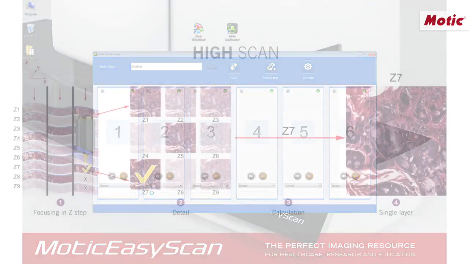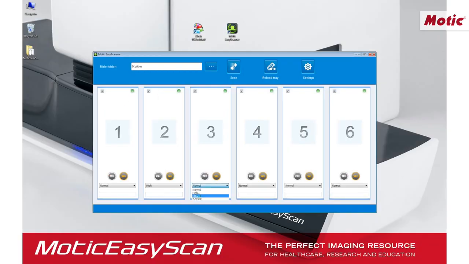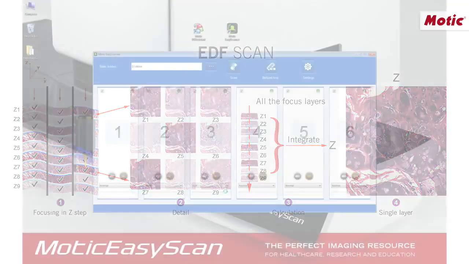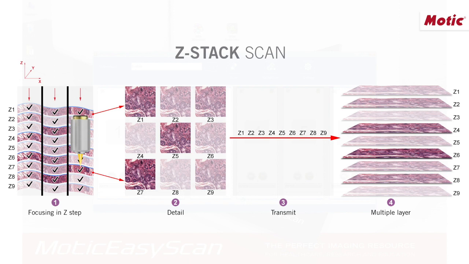Then we have the high scanning mode. In this mode, the optics goes through several focal planes on each field, but selects the one with more information. Then we have EDF, extended depth of field. With this option, the system goes through several focal planes as previously, but in this case, the different captures are combined into a unique image. Finally, we have the Z-Stack mode. This mode uses several focal planes as well, but in this case, no further combination occurs, which means that we will have a digital file that will give us image information about the different layers.